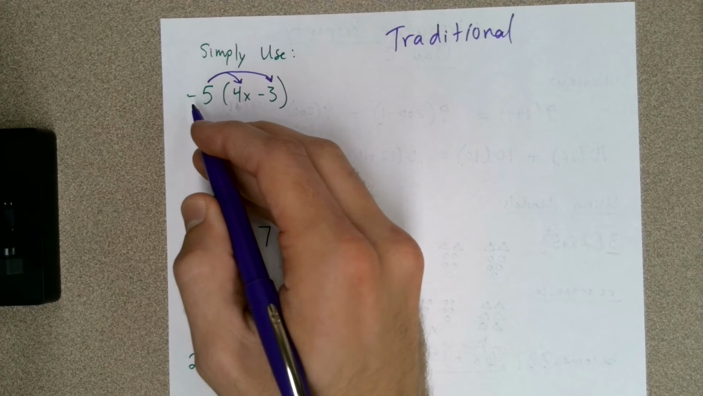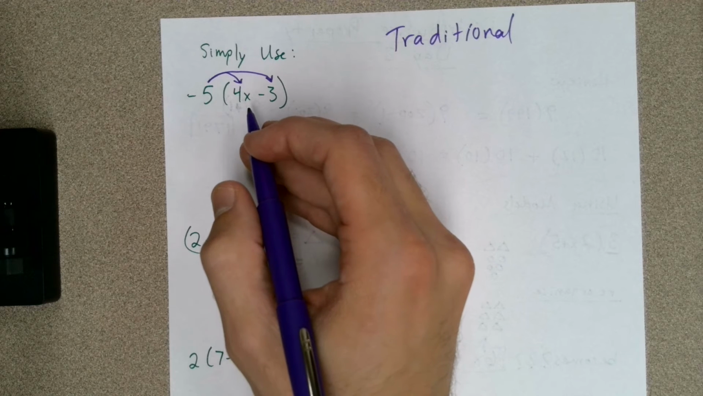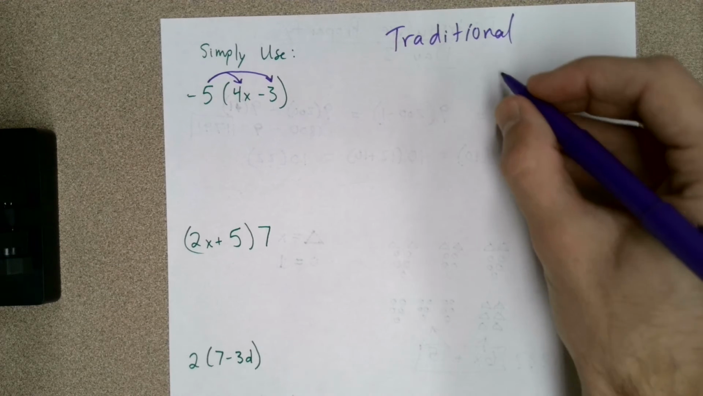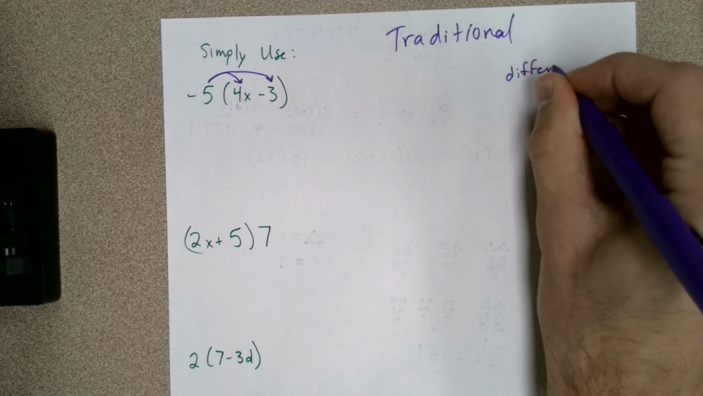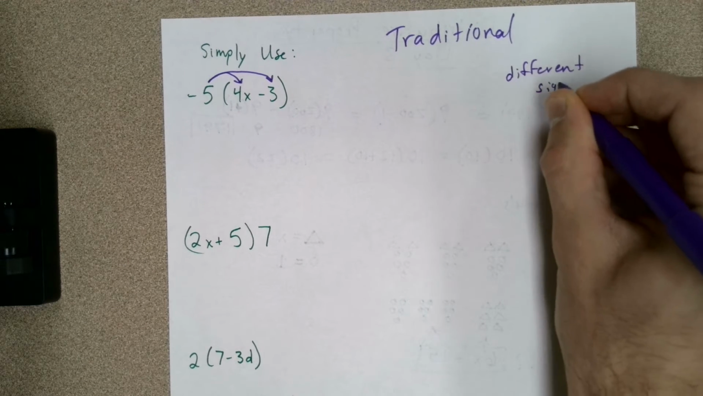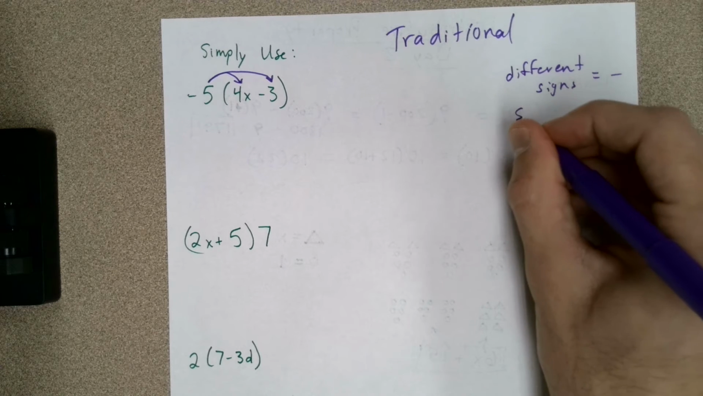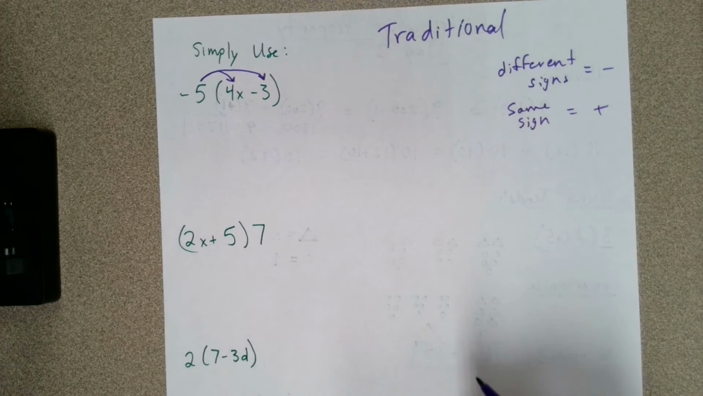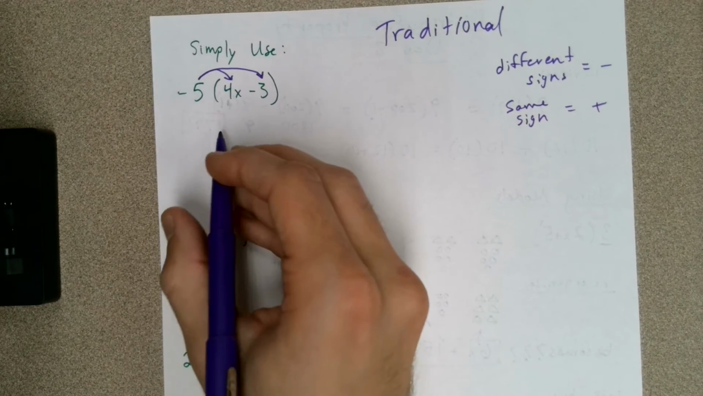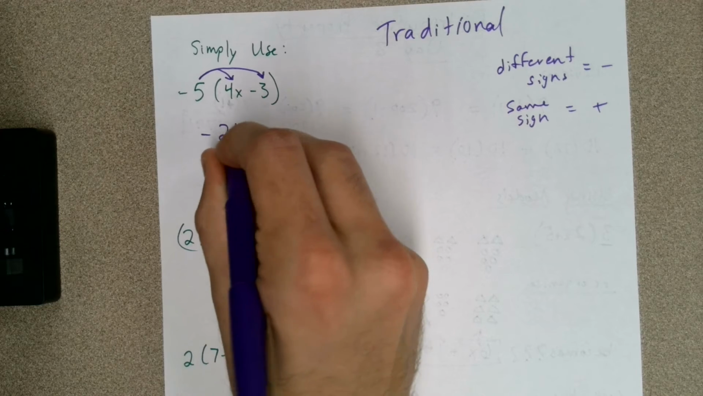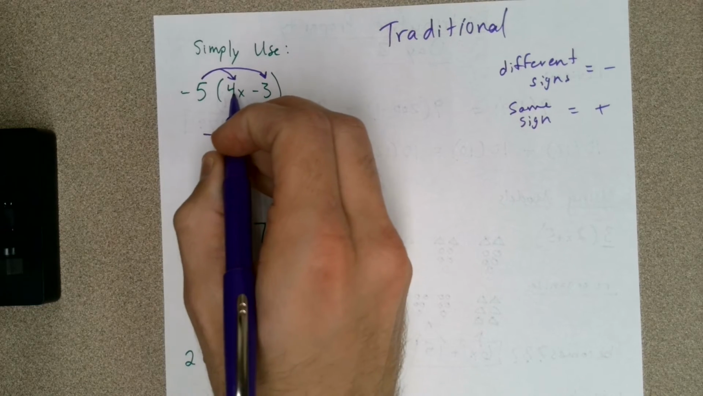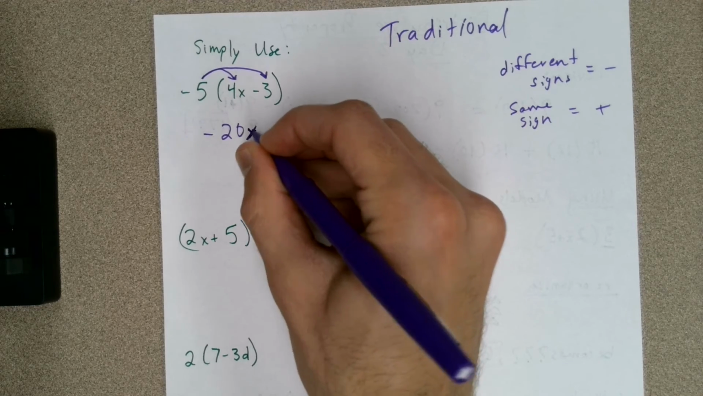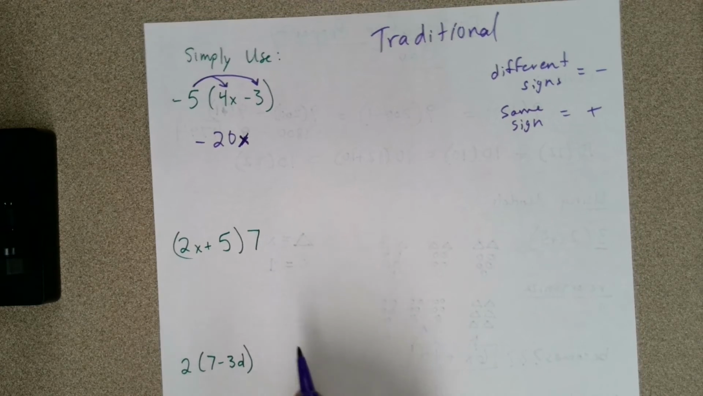I have a negative times a positive. I know the answer is always going to be negative because their signs are different. Remember, different signs is negative. Same sign is positive. So -5 times 4x is going to be negative 20x. I just did that by doing 5 times 4 is 20. Have that x, attach it on. When we're multiplying, we can do that. If we were adding, we could not.